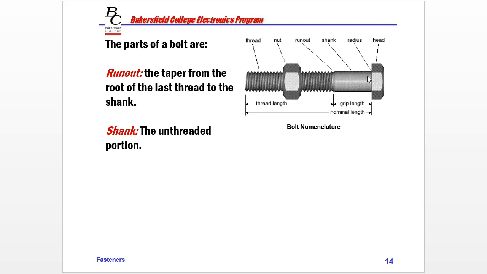So this is the shank, and we call the distance of the shank from the threads to the head the grip length. Now the nominal length is the entire portion from just under the head. We don't count from the top of the head, but under, and this is the nominal length to the end. Run out is the taper from the root of the last thread up onto the shank. And then you can see we have the threads. We learned all about the thread nomenclature, the crests, the roots, major, minor diameters, what have you.